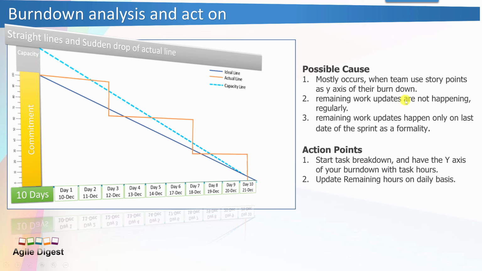Remaining work updates are not happening regularly. Even when they are working in hours, they are not updating the remaining hours regularly. They are updating after 2 or 3 days. You will get this zigzag sign, and then the remaining work update happens only on the last day of the sprint as a formality. So many teams don't update it on a daily basis. For formality they update on the last day.